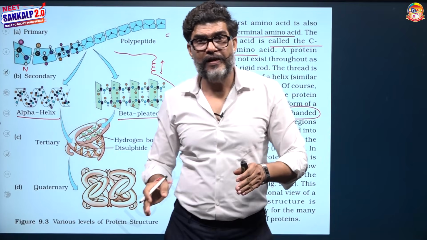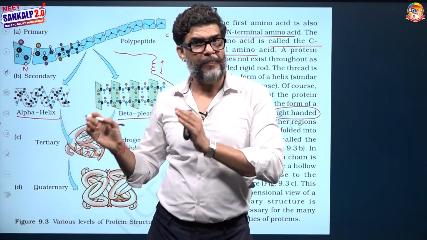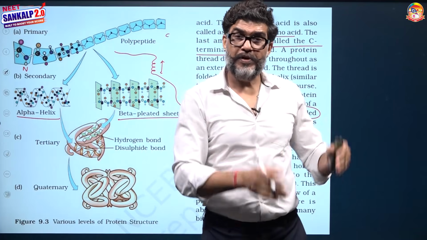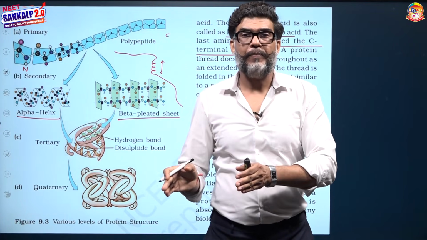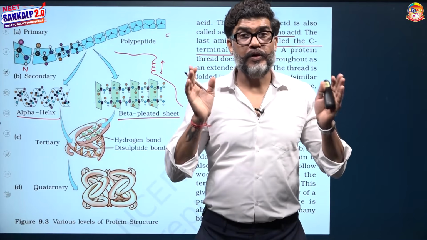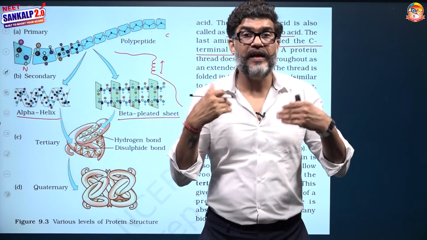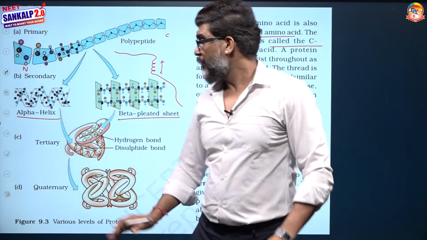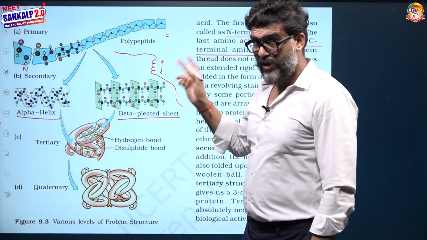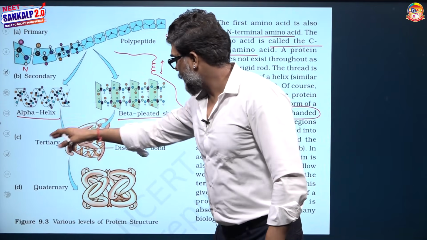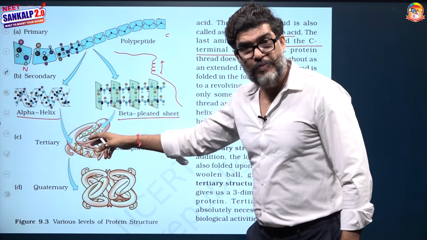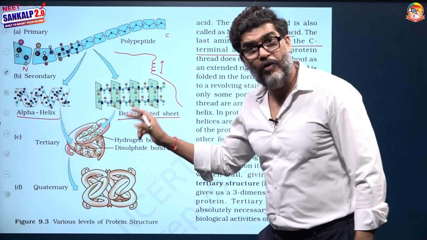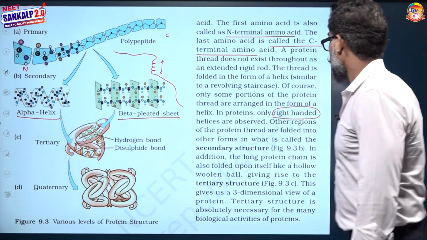So in an alpha helix there are two types of bonds, peptide bond and hydrogen bond. In the beta pleated structure also there are two types of bonds, peptide bond and hydrogen bond. So in secondary structure what is the additional bond? Hydrogen bond. Secondary structure is of two types, alpha helix and beta pleated. In alpha helix you must remember the helix is always right-handed.